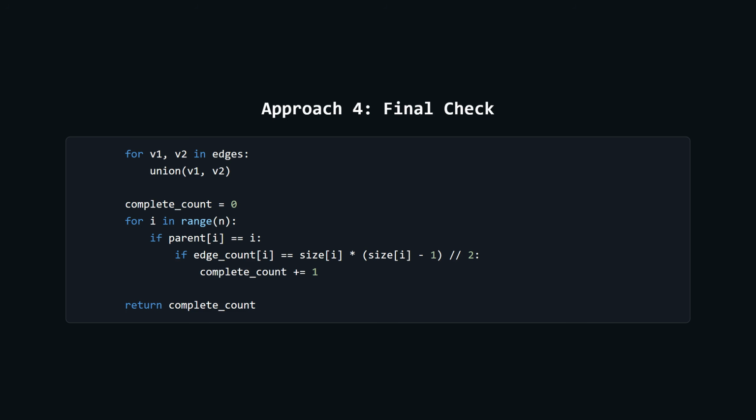Finally, after processing all the edges, we just loop through the nodes. If a node is its own leader, it means it represents a whole island. We use a slightly different math formula here, because union find counts edges exactly once, not twice like the adjacency list. If the edge count equals size times size minus 1, divided by 2, it's a complete component.